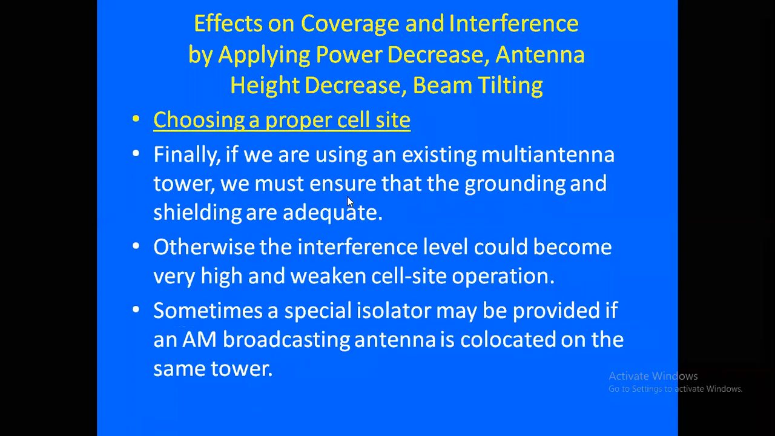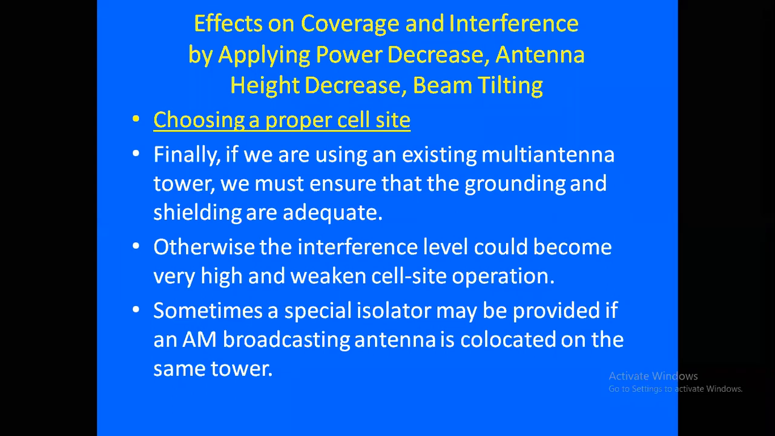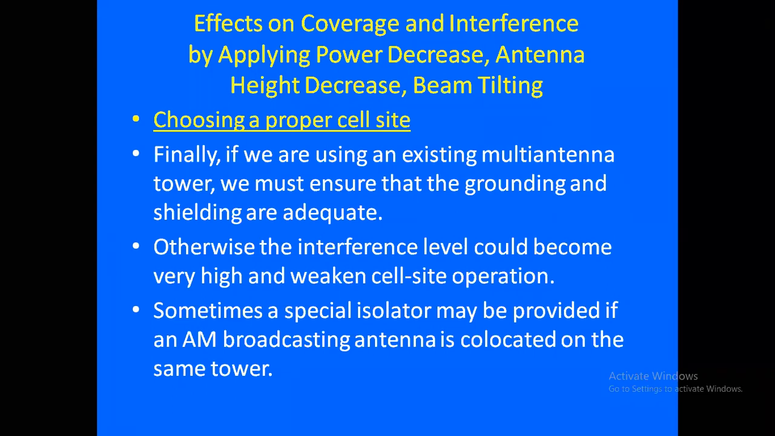Finally, if we are using an existing multi-antenna tower, we must ensure that grounding and shielding are adequate. Otherwise, the interference level could become very high and weaken cell site operation. Sometimes a special isolator may be provided if an AM broadcasting antenna is located on the same tower.